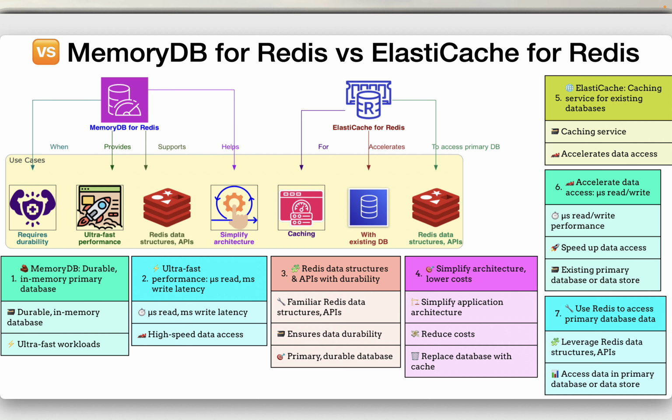And ElastiCache for Redis is a good choice for use cases where you want to leverage Redis data structures and APIs to access data stored in a primary database or data store. This will result in a somewhat more complicated architecture because you will have one more database, and your application code will have to factor in that there are two databases, one used for cache and another for primary storage, or the main storage.